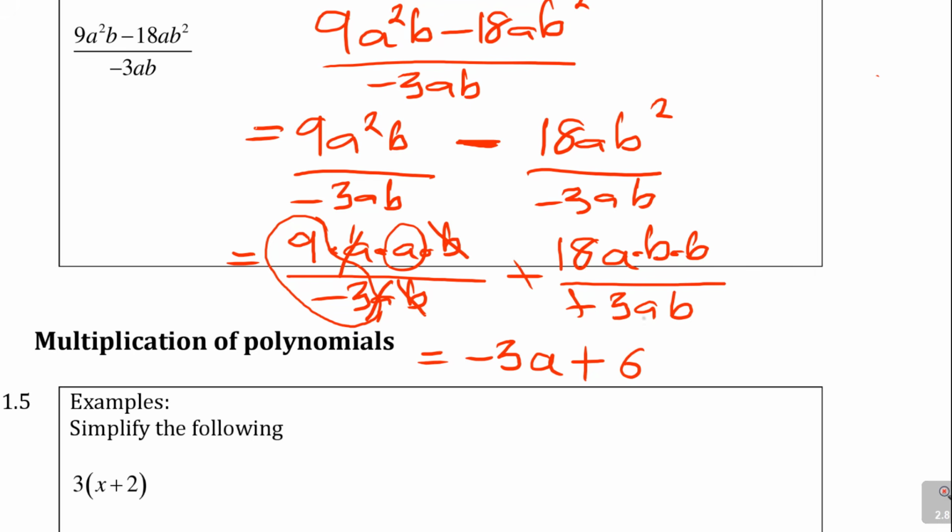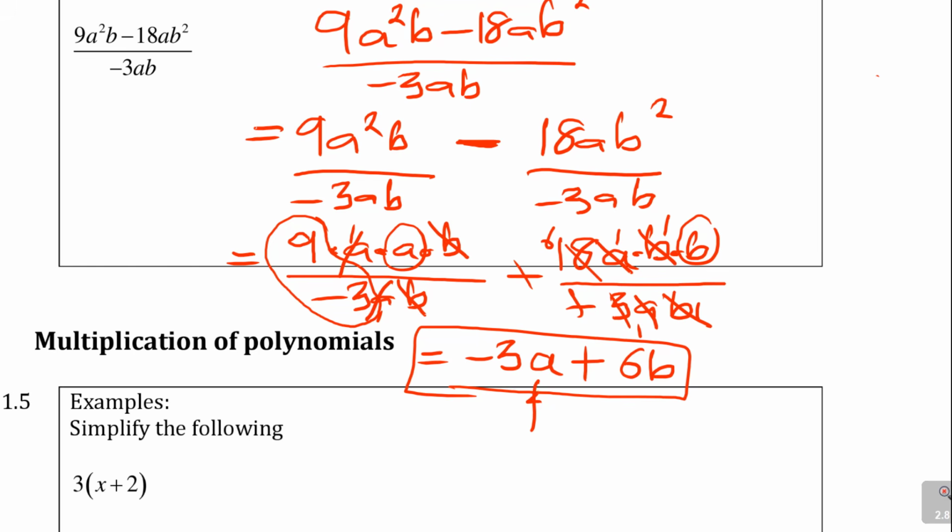Remember, we cancelled that. We said the 3 and the 18 gave us 6 there. Then the A cancels the A to give us 1 and 1. The B cancels the B. When you cancel, you get 1. So look what is remaining. It's B. So it's 6B. That's the end. Don't force it.